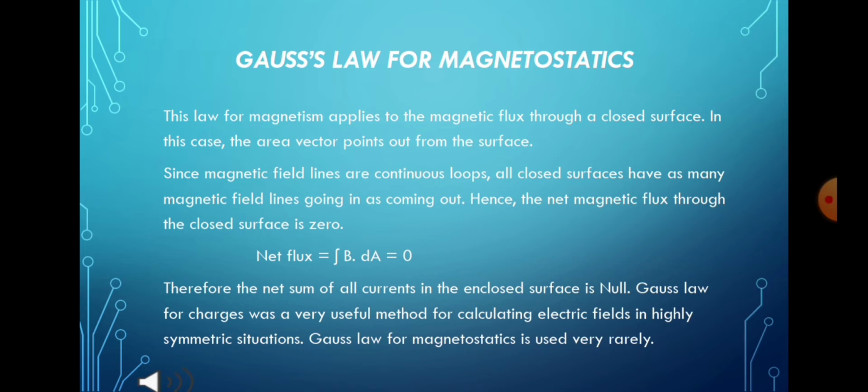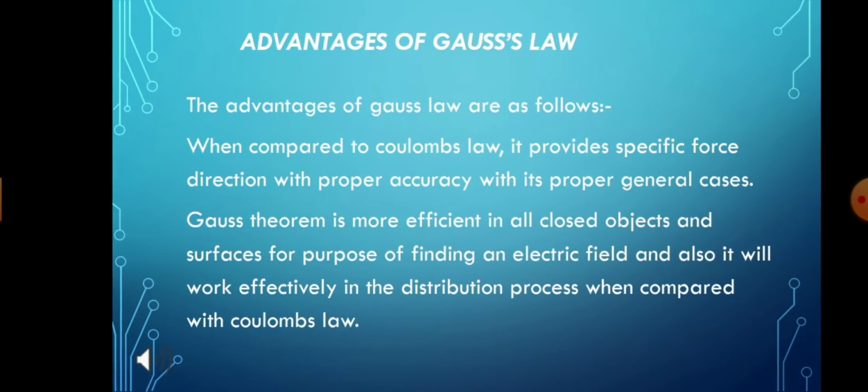Therefore, the net sum of all current in the enclosed surface is null. Gauss's law for charges was a very useful method for calculating electric field in highly symmetric situations. That is why Gauss's law for magnetostatics is used very rarely.